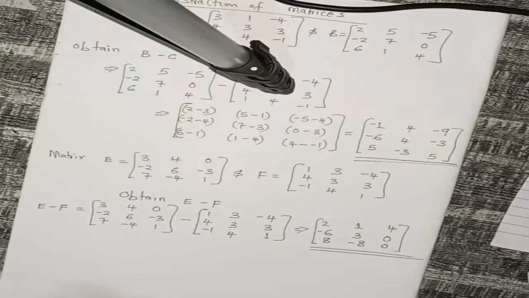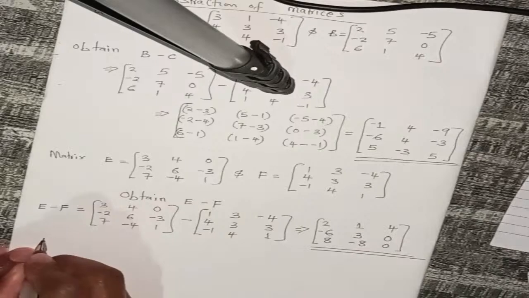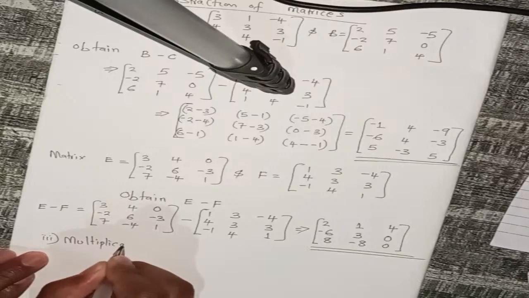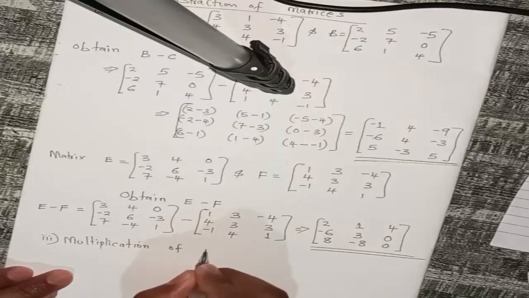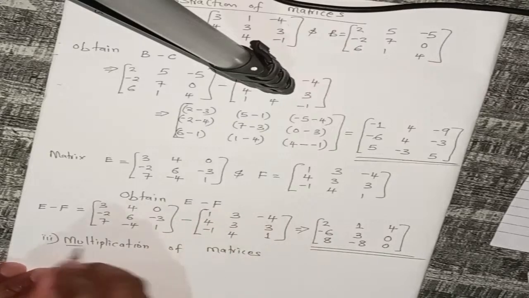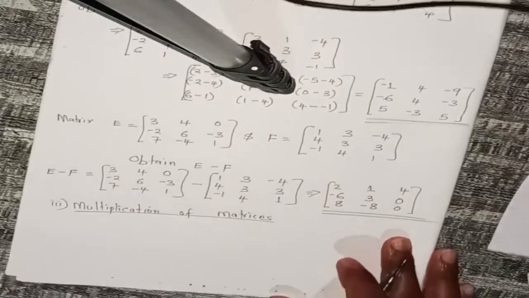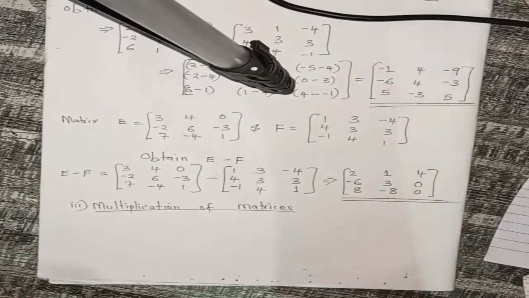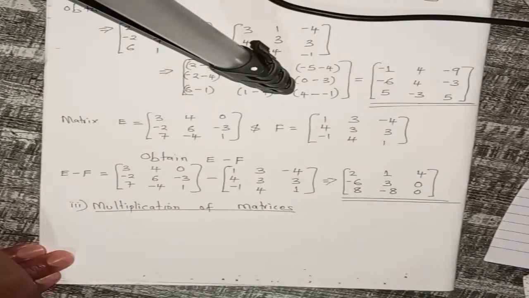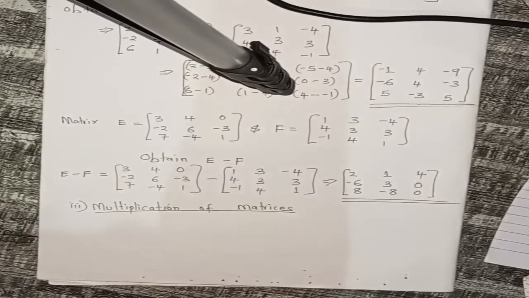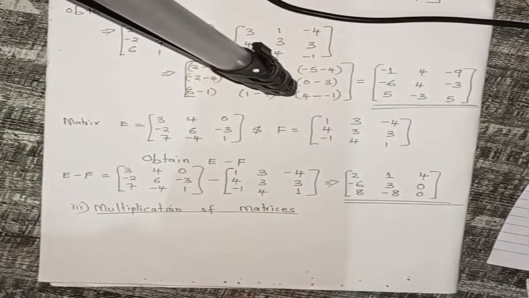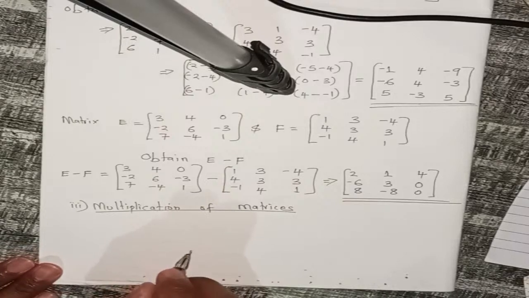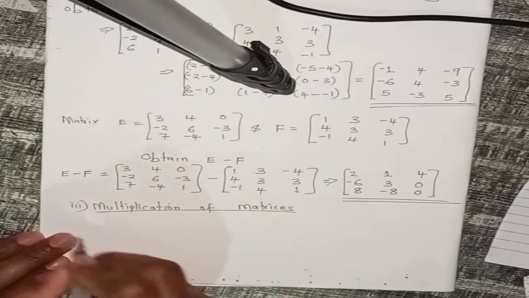And the other operation that we can do is the multiplication of matrices. Multiplication of matrices is very special. Let's take a very simple example, a 2 by 2 matrix in this case.